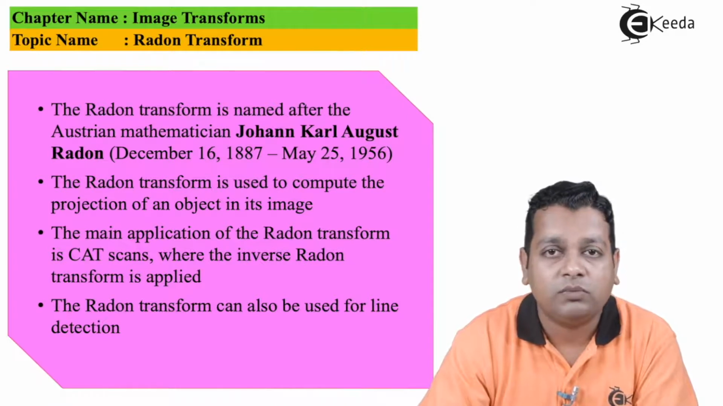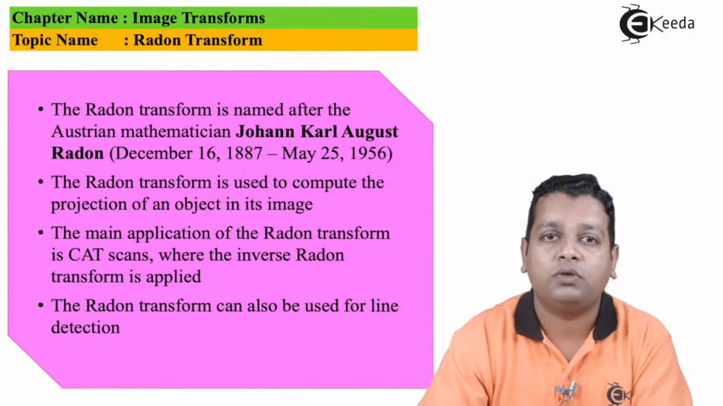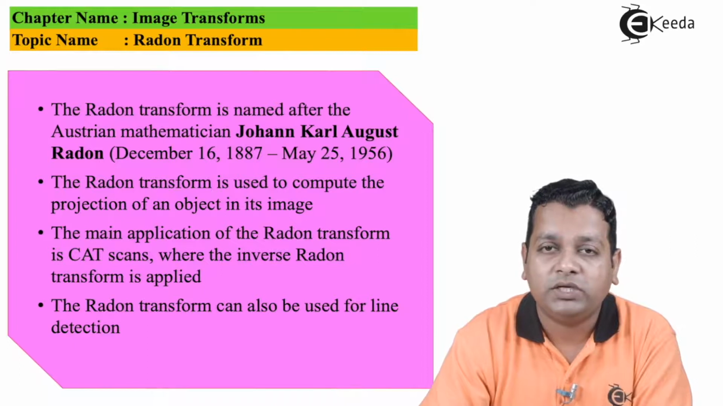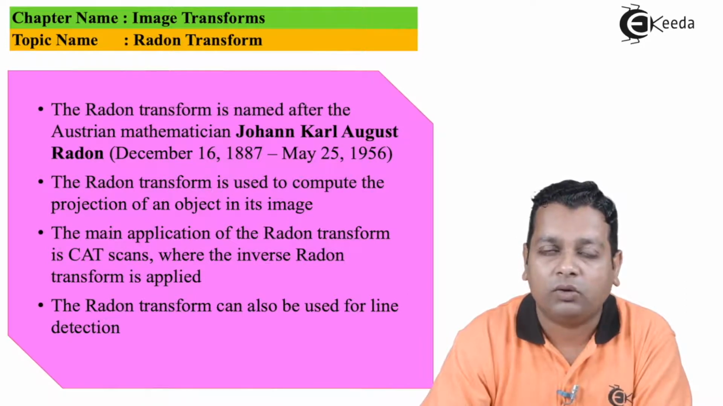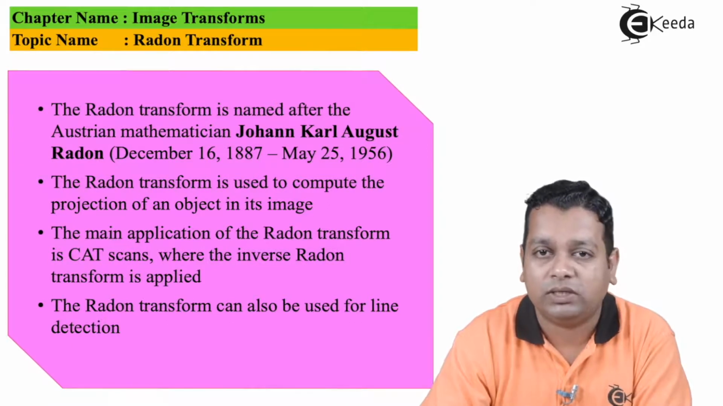This Radon transform is actually used to compute the projection of the objects into the image. The main application we find in the CT scan images, computed tomography. So thereupon the application of inverse Radon transform is popular for the projections of the objects that we see in these CT scan images. The Radon transform can also be used for line detection. These details we are going to see in the subsequent slides.